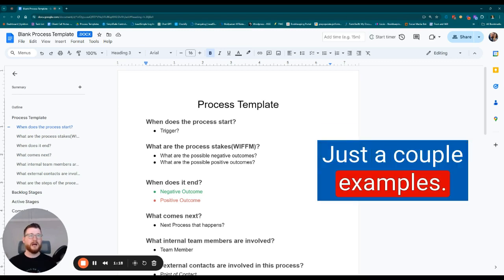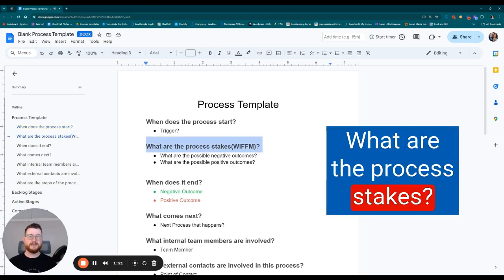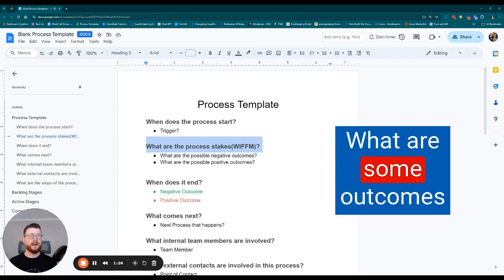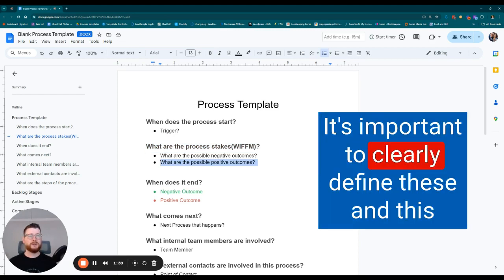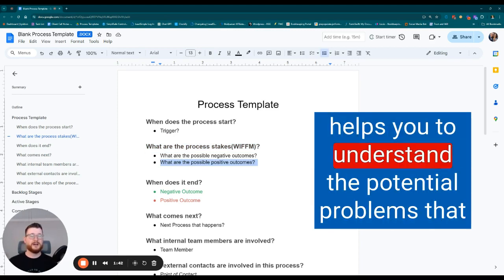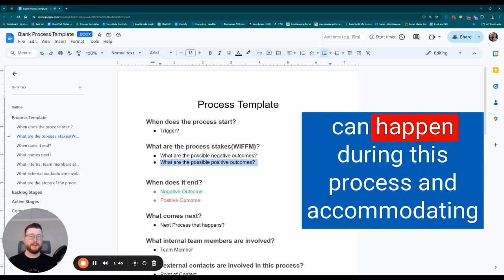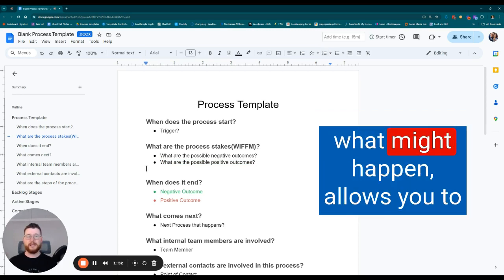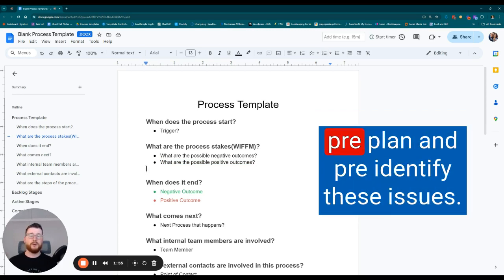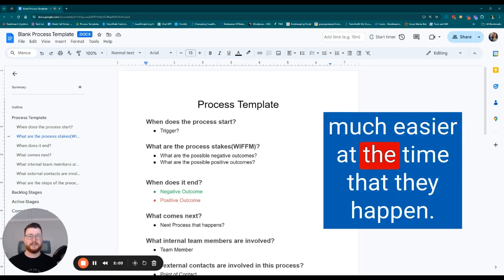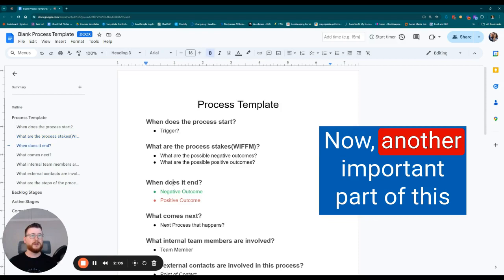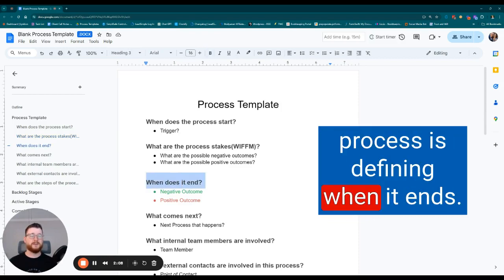Just a couple examples. Another important question: what are the process stakes? What are some of the risks? What are some outcomes that could be negative? What are some outcomes that could be positive? It's important to clearly define these, and this helps you to understand the potential problems that can happen during this process. And accommodating for these in your process, anticipating what might happen, allows you to pre-plan and pre-identify these issues. And by planning ahead, you're going to be able to make dealing with those problems much easier at the time that they happen.